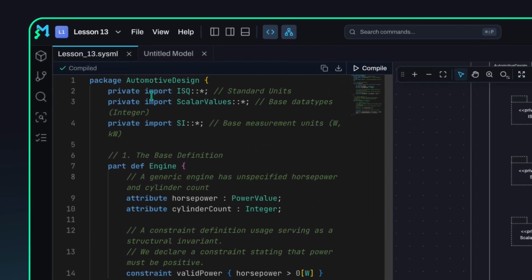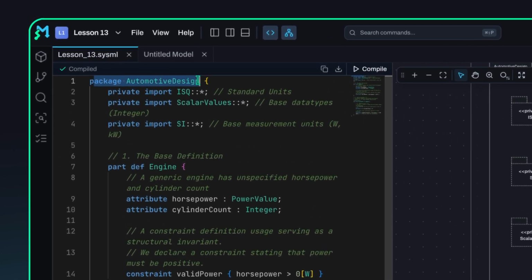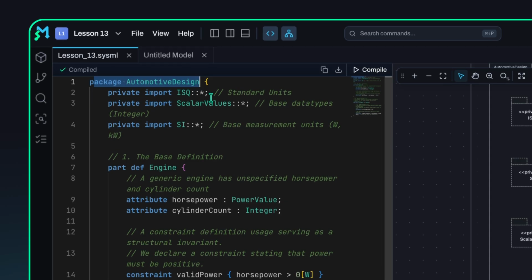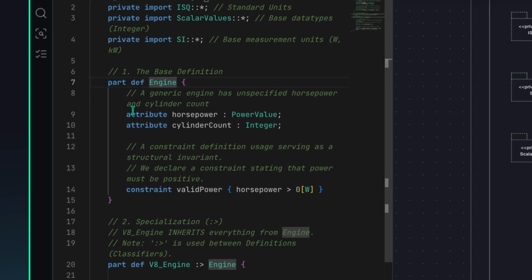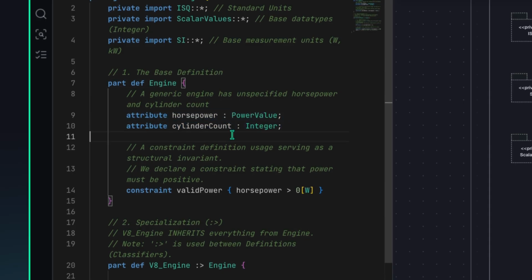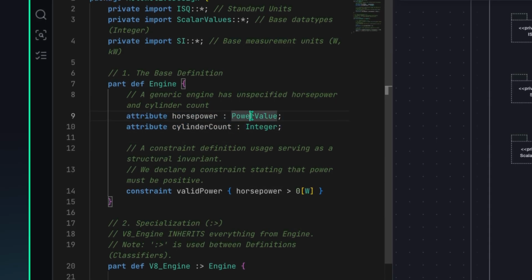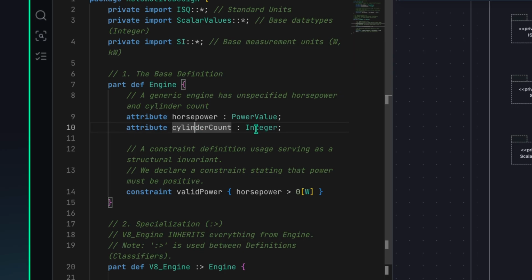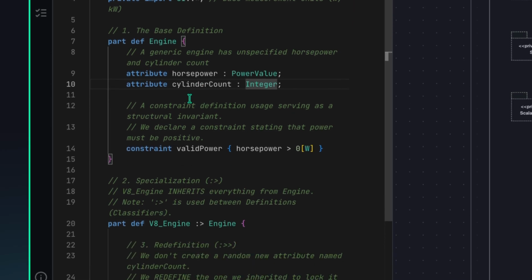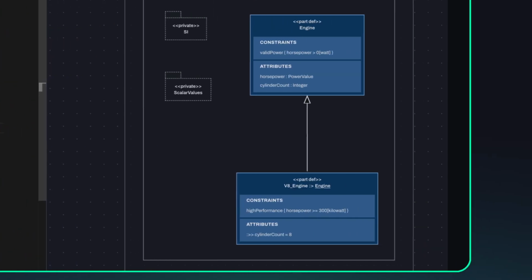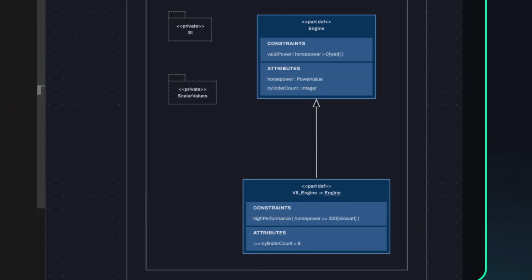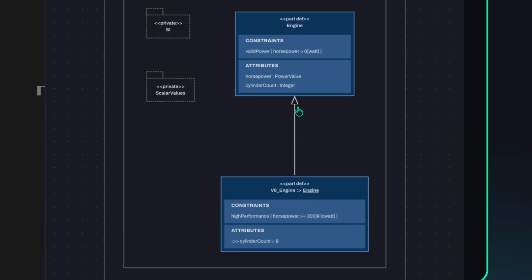Let's walk through it. The package imports the quantity and scalar libraries used by the definition. Engine is the general part def. It owns two attributes: horsepower, typed by power, and cylinder count, typed by integer. It also owns valid power. This is a structural invariant for every engine described by the definition. Any specialized engine inherits that rule along with the attributes.